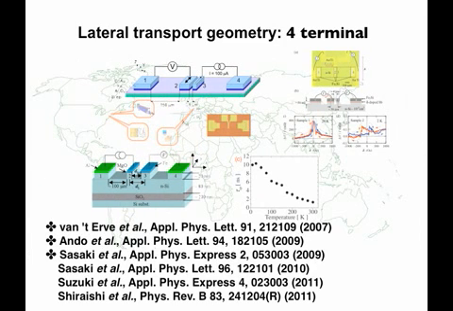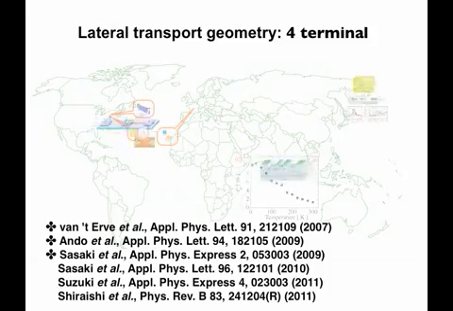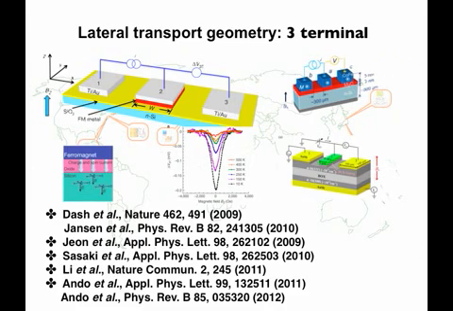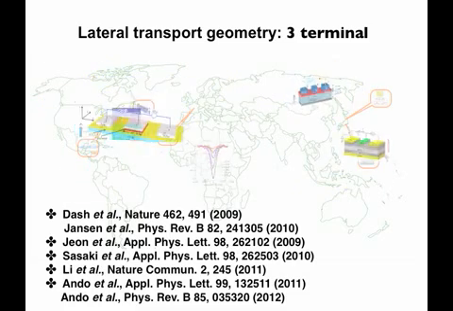Similar to gallium arsenide, the lateral spin transport geometry is also used to study heavily doped silicon. The four-terminal non-local measurement of the Hanle effect is carried out to study spin transport in different temperature ranges. The three-terminal measurement is also carried out by many groups, including Hanle measurements at room temperature and even at high temperature up to 500 Kelvin.